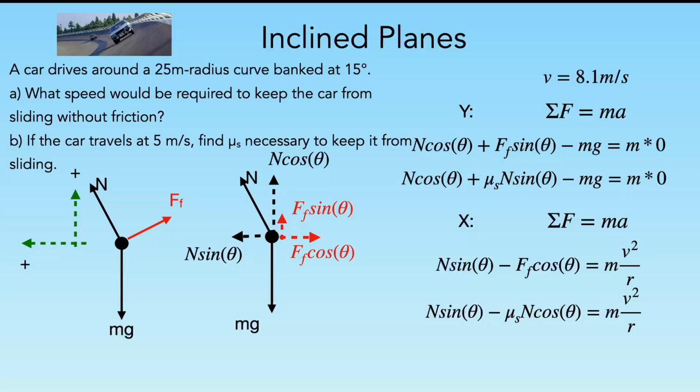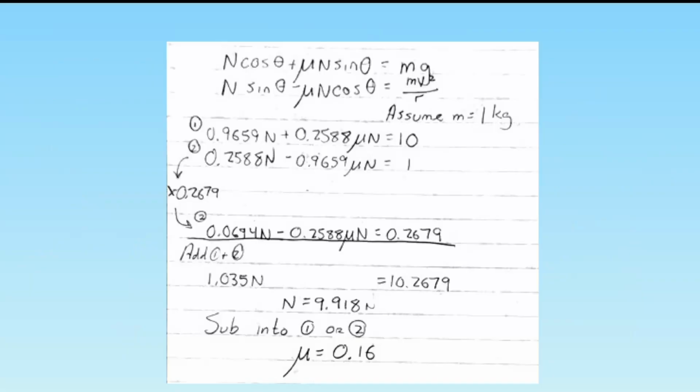What I do is I take those two equations and I basically substitute in the numbers. Then I try to get it so one of the coefficients in the bottom equation is the same as one of the coefficients in the top equation. You'll see what I mean. I multiply it by a factor so I can simply add the equations to cancel out something. So here it is. I assumed mass was 1. I multiplied the second equation by 0.2679. So you can see that mu n term will now cancel out when I add the two equations. Then I solve for the normal force, substitute the normal force back in, and I can find my mu, 0.16.